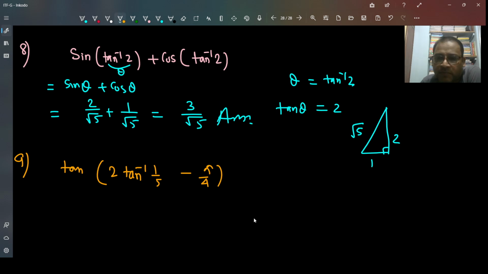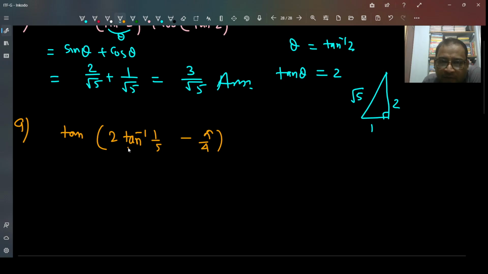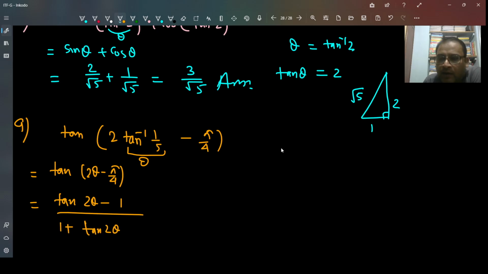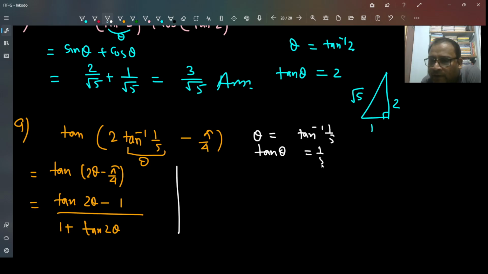Okay, now coming to this part. This I am calling theta. So I have the expression tan of 2 theta minus pi by 4. Here I am going to apply the formula tan A minus tan B divided by 1 plus tan A into tan B, with tan pi by 4 as 1. We know that this theta is tan inverse of 1 by 5. So from here we have tan theta equal to 1 by 5.